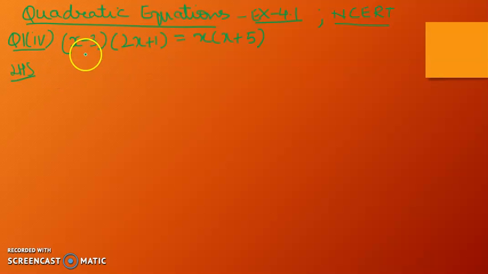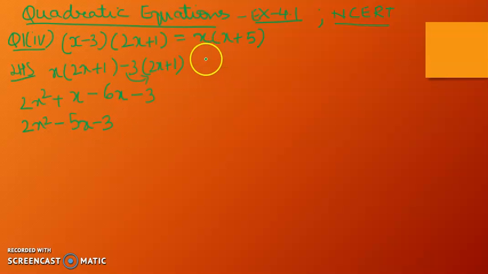So (x minus 3)(2x plus 1) is x into (2x plus 1) minus 3 into (2x plus 1). So I'm solving the LHS. This will be 2x square plus x minus 6x minus 3. This minus 3 into 2, you should know, it is very basic, students. Minus 3 into 2x is minus 6x, minus 3 into plus 1 is minus 3. So this will now be 2x square plus x minus 6x, which is minus 5x, minus 3.